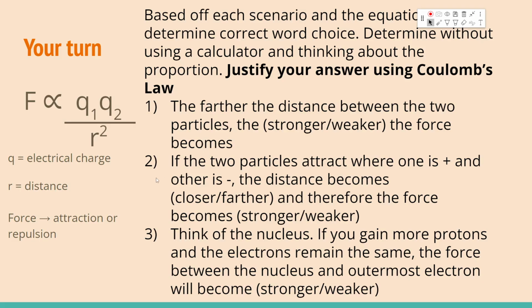Okay, so your turn is on your paper. You're going to think about Coulomb's law and then justify your answer. So number 1, you're either doing stronger or weaker. Number 2, and then number 3. So do this example. Try your best, because Coulomb's law is kind of confusing initially, and then it gets easier and easier as you apply it more. So look at each scenario, look at the equation, determine word choice. And then I'll talk about it in a few moments. So pause the video.